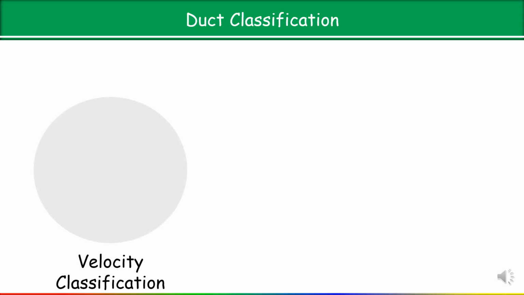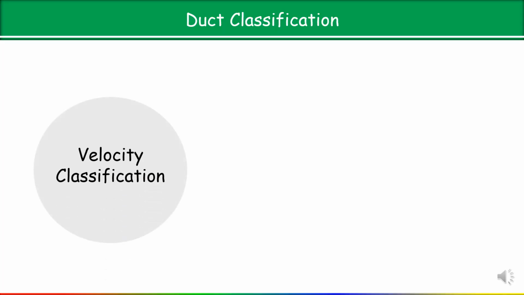So first of all, here you can see the duct velocity classification. What is the main purpose of the duct velocity classification? Remember, the duct velocity classification categorizes ducts based on the speed of air moving through them. This helps in designing ducts to minimize noise, energy loss and material cost.